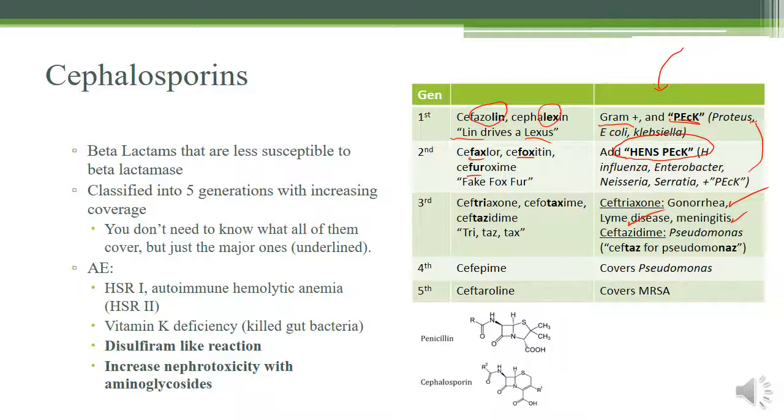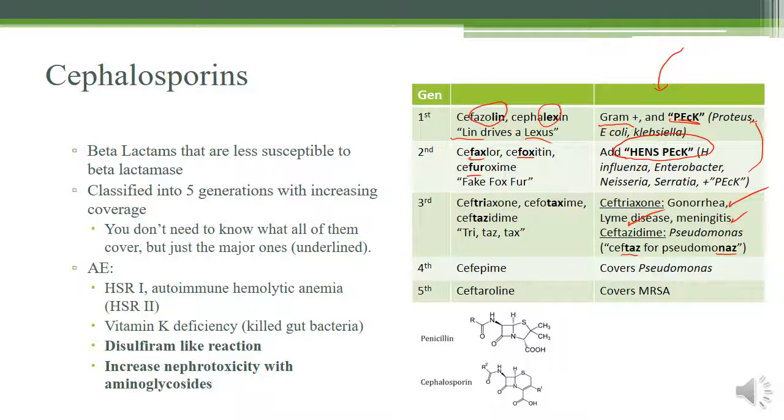Another one you need to know is going to be ceftazidime. Ceftazidime, I think of the mnemonic ceftaz for Pseudomonas. Ceftazidime is the only one that really covers Pseudomonas in the third generation. So it's just kind of an exception to the third generation. It's a little bit broader coverage. So the way you remember it is ceftaz for Pseudomonas.